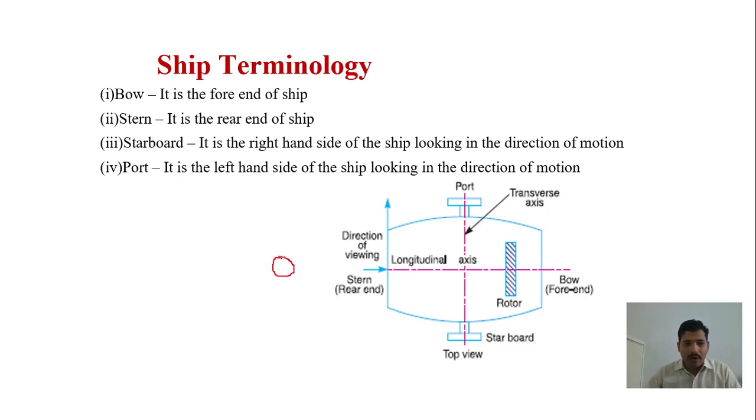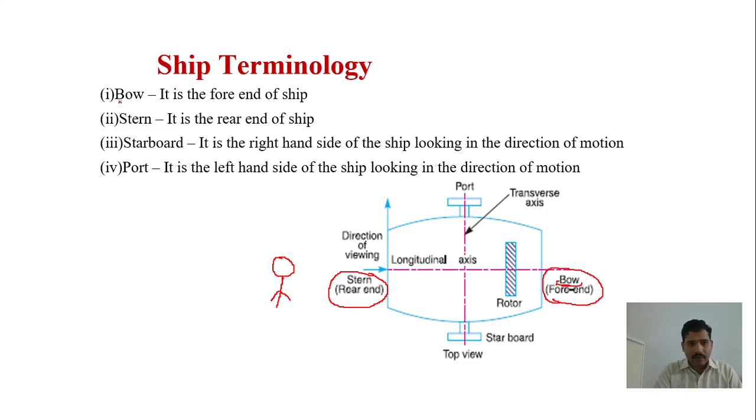The observer is observing the ship from the rear end. The rear end of the ship we can say is the stern. And the fore end of the ship we can say is the bow. If the observer looks at the front end of the ship, what do we say? We say bow.